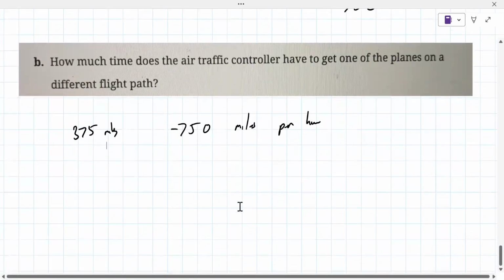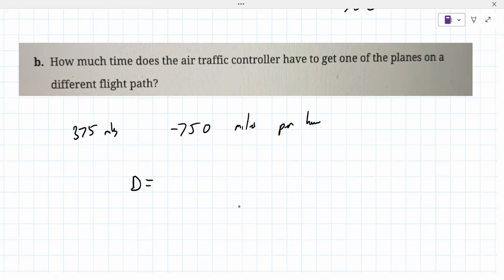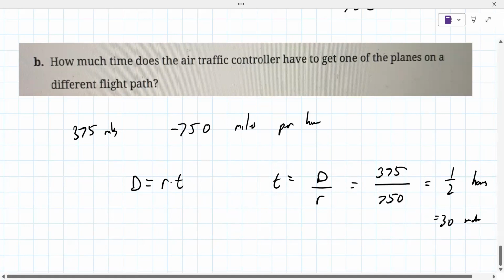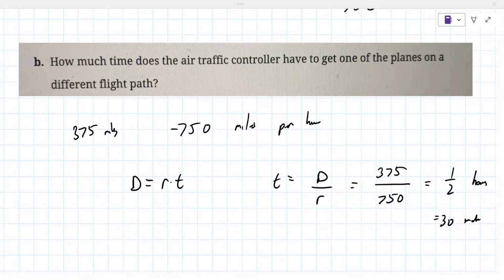So how do we do that? Distance equals rate times time. Time is distance divided by rate. Your distance is 375 over 750, which is 1/2, but it's in hours. So that's 30 minutes. Okay, yeah. Any questions on that before we move to 31? Nope. Okay.